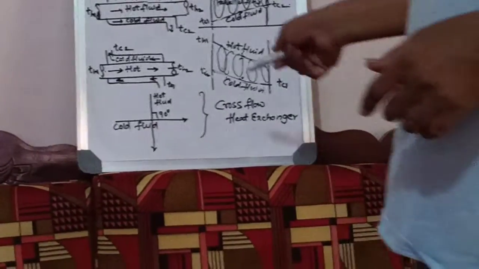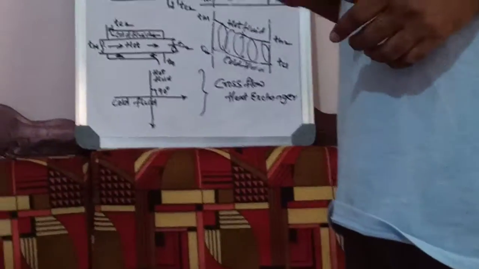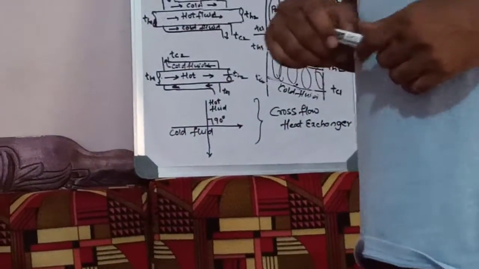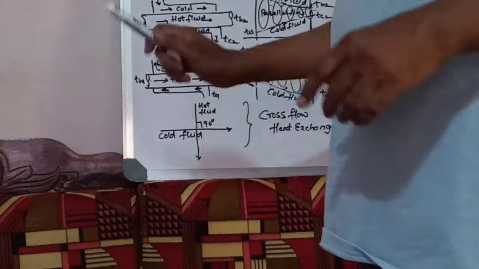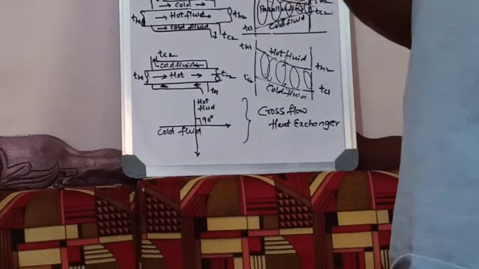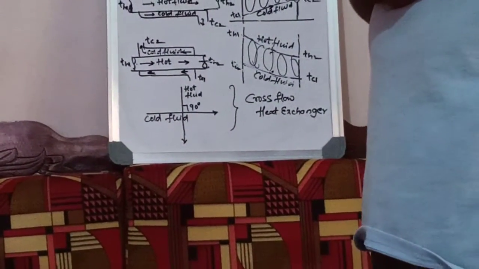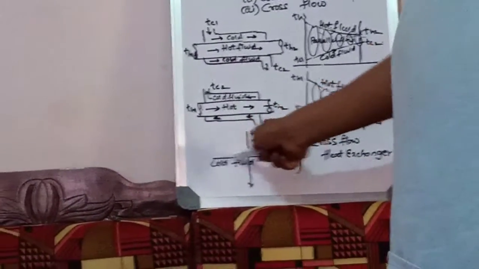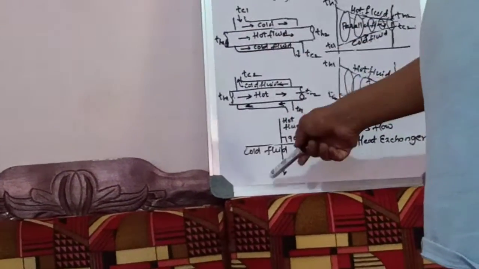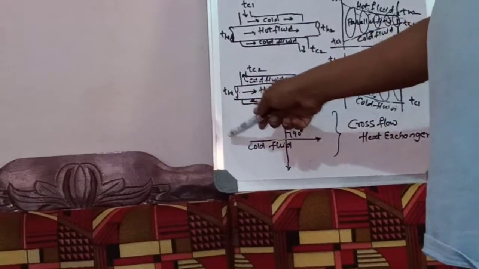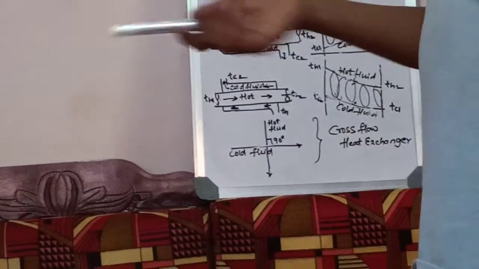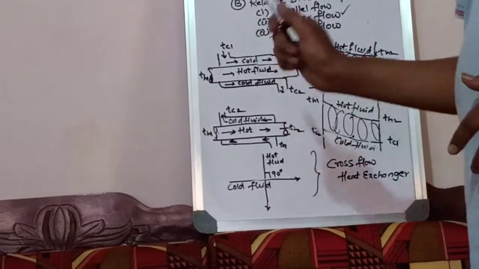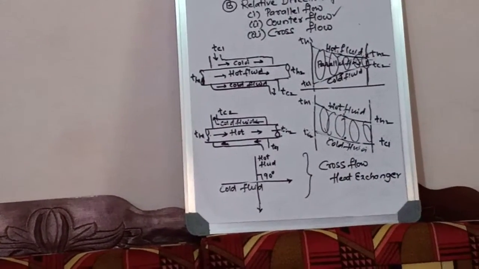The third one is called the cross flow heat exchanger. What is a cross flow heat exchanger? Cold fluid and hot fluid are perpendicular to each other. You can see approximately 90 degrees, not necessarily exactly 90 degrees, but almost 90 degrees to each other. Hot fluid may flow downward and cold fluid horizontal, or cold fluid may flow top to bottom and hot fluid horizontal. Both possibilities are there, but the flows are at 90 degrees to each other. That is called a cross flow heat exchanger.